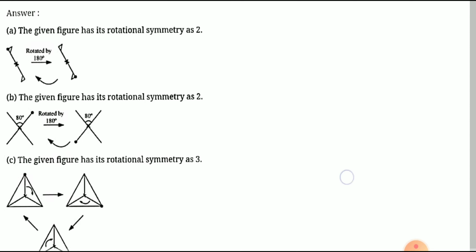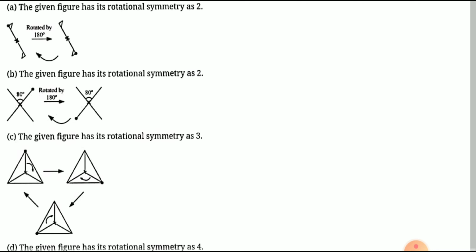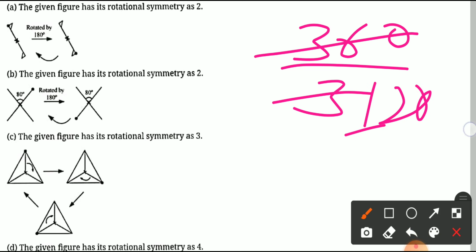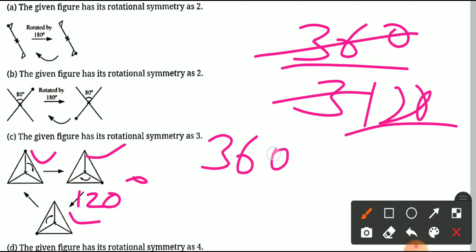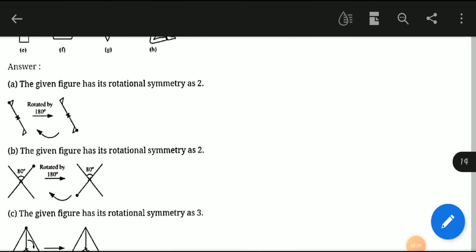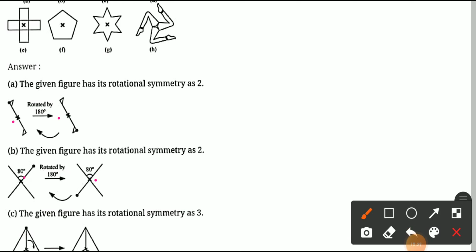Now the next part, in C, you can see that after how many rotations will you get 360 degree? A complete 3 rotations it takes. Okay, 3 rotations means 360 divided by 3. So the angle of each rotation will be equal to 120 degree. Yes or no? So here at a 120 degree angle, it forms the exact figure as the original. So 360 upon 120, you will get here 3. Order is 3. Here order is 2, 1, here order is 2. You can see that 1, 2, 1, 2, and the next one the order is 3.